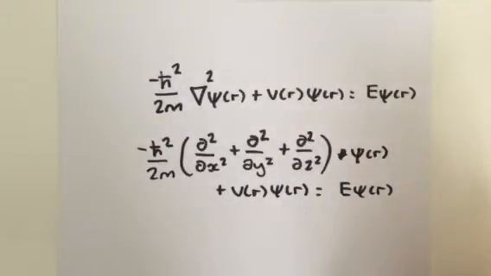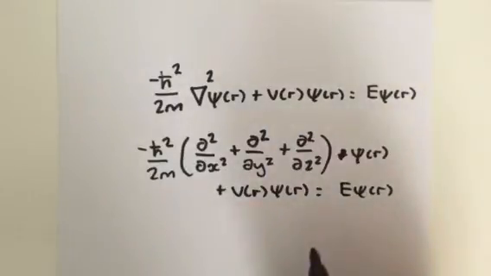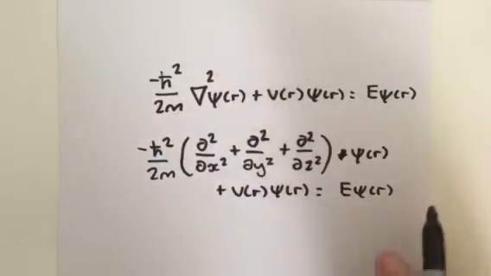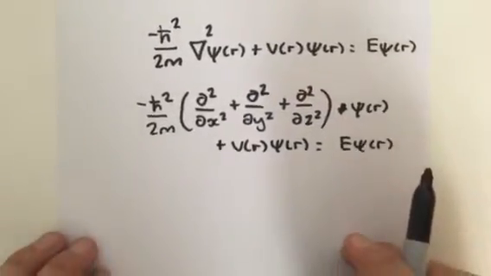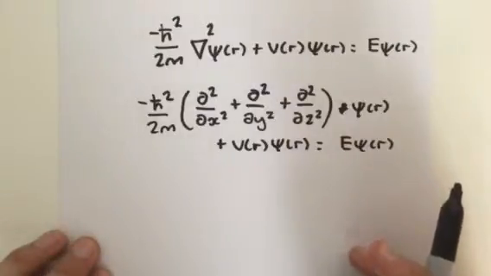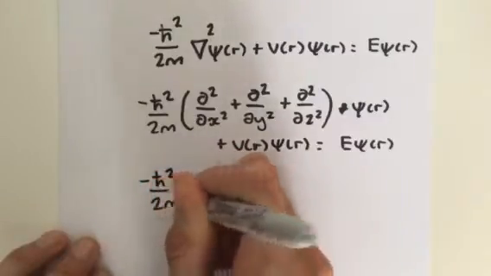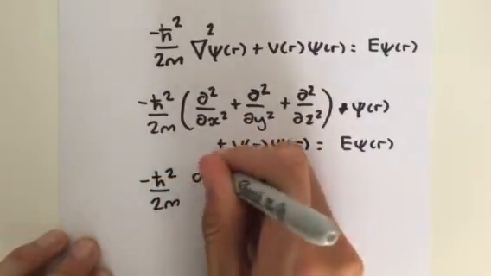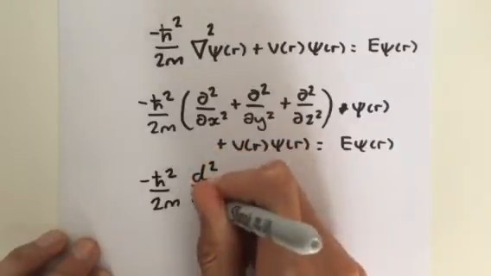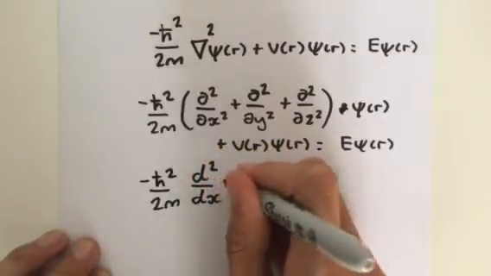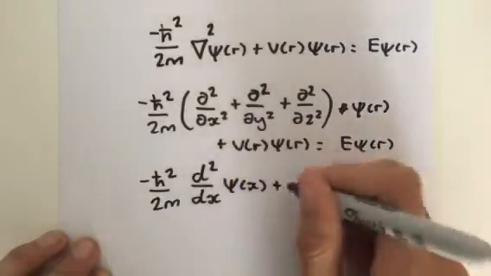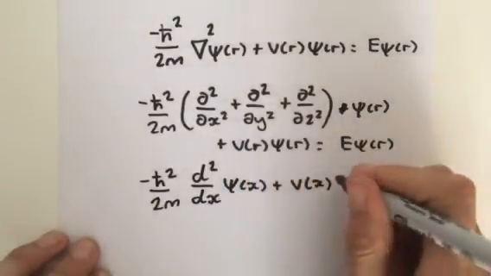Now we're interested in only one dimension, the x distance, because our well is only in the x distance. Therefore we can rewrite the Schrodinger equation in this very basic form. We have minus h bar squared over 2m, and then it's simply the ordinary derivative with respect to x of psi of x, plus V of x times psi of x.